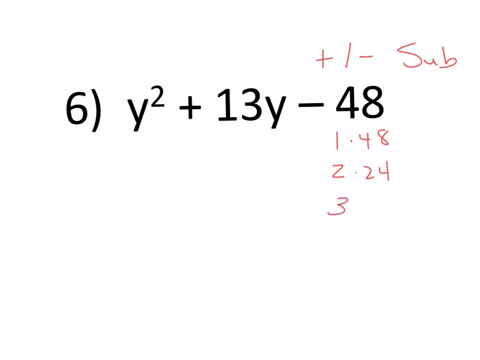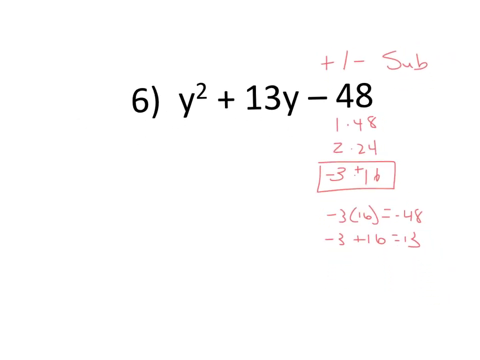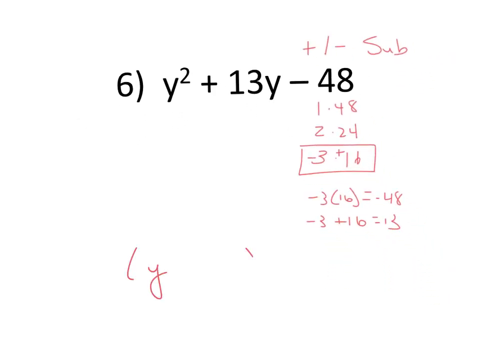I've got the next one, 3 goes. Well, if you're not sure, go ahead and take your calculator and take 48 divided by 3. You'll find it goes in 16 times, and I think this might be the winner right here. So since I have more positives, I'm going to make the 16 positive and the 3 negative. So now when I take -3 times 16, that gives me the -48. But when I take -3 plus 16, that gives me the positive 13 I'm looking for. Okay, so my y squared is going to break down to y and y. I'm going to have a -3 and a positive 16.